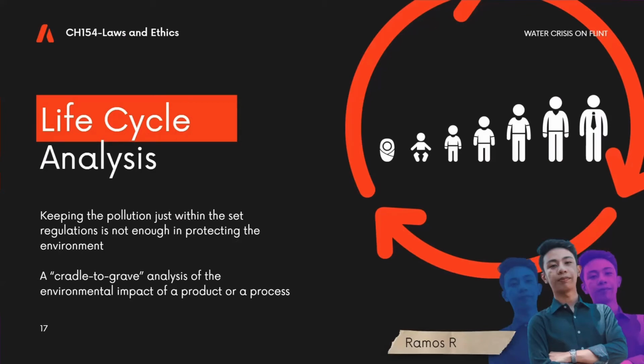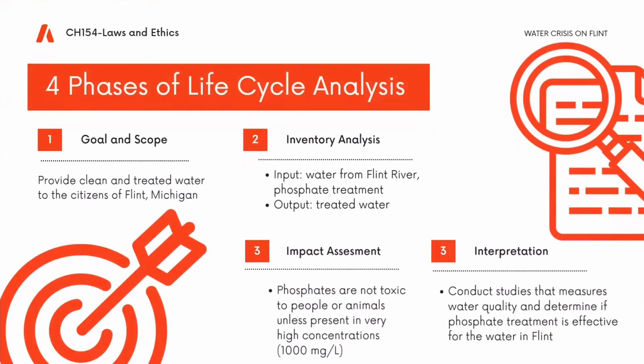And now, we will apply this tool to the given scenario by showing the four phases of the life cycle analysis. First is the goal and scope. And obviously, the goal is to provide clean and treated water to the citizens of Flint, Michigan. Then, we will now go to inventory analysis, which identifies the relevant input and output of the water treatment process. The input is the water from the Flint River and the phosphate treatment. As for the phosphate, rocks are mined from underground deposits.